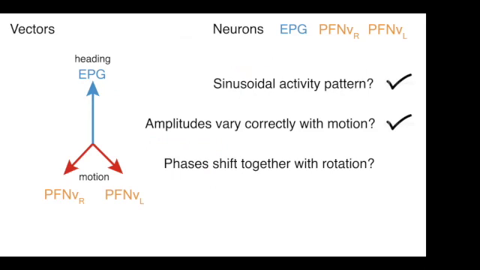And so you would say, okay, great, the phases do shift together with rotation. We can give ourselves a victory there. But we got one more thing to get right. So the first, are they sinusoids? The second was whether the amplitude is correct. The third is whether they shift together, but they also have to have the right relative phases.